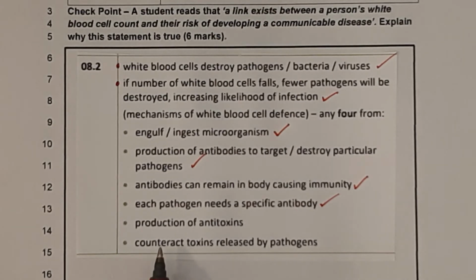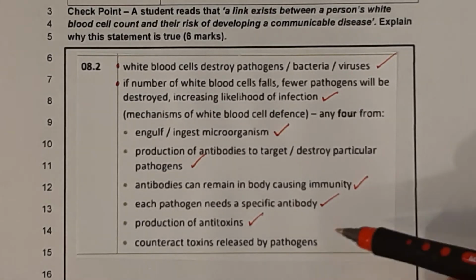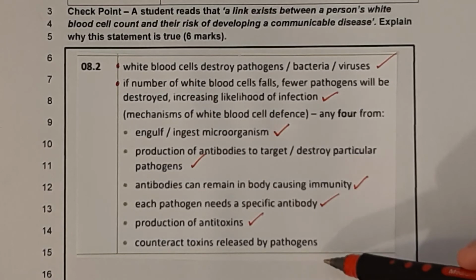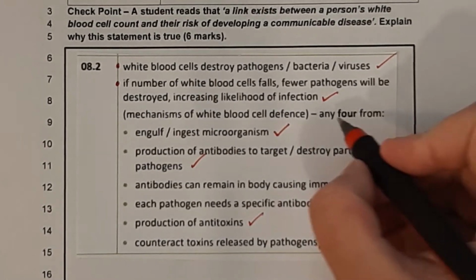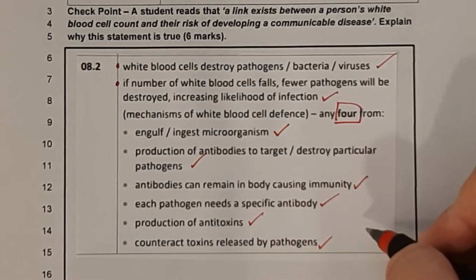And then your next mark is the idea that the body can produce antitoxins. So anything around antitoxins would give you a mark. And the final point available is that the antitoxins counteract the toxins released by the pathogens. So something to say that they cancel out the pathogens' toxins, or they neutralise the effect of the toxins released by the pathogens. So you can have any 4 from this second list.